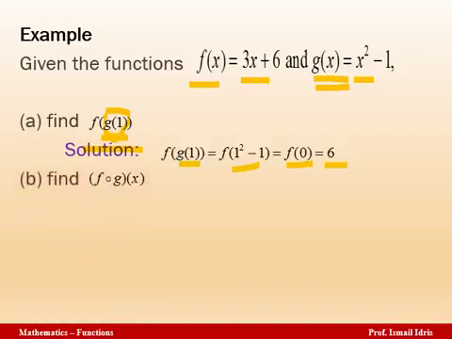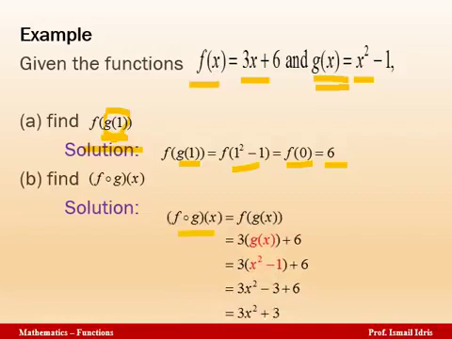The second question, we need to find the general form of the composition function f circle g. We know that it is equal to f of g of x. I will look at this one as the function f applied to g of x. What is the function f? Look here. What is f of x? It is 3x plus 6. What is f of y? 3y plus 6. What is f of z? 3z plus 6.